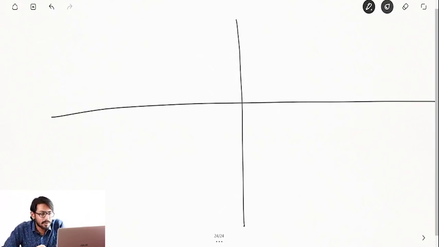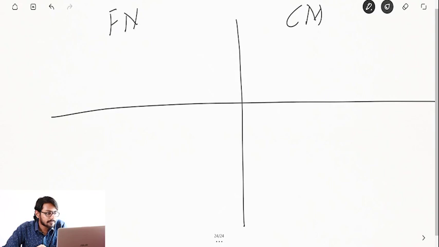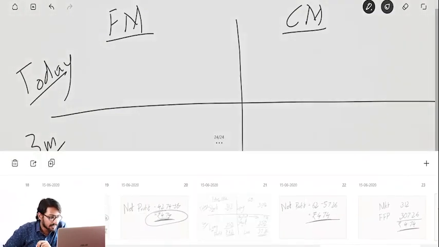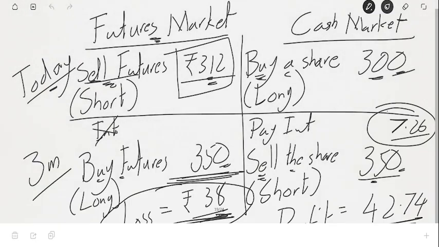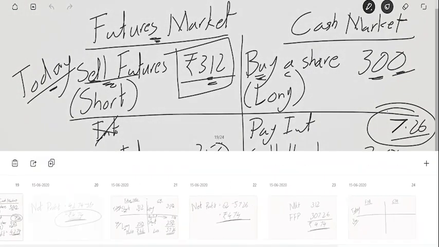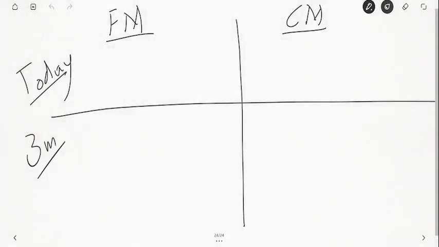Okay, so write full forms: cash market, future market, today, after 3 months. Okay, write down full words. Because I've already written down the full words over here, I'm not going to repeat it. These are the full words. Okay, sell futures, buy a share, sell the share, buy futures. Okay, so write the full words. Sell futures will go short.